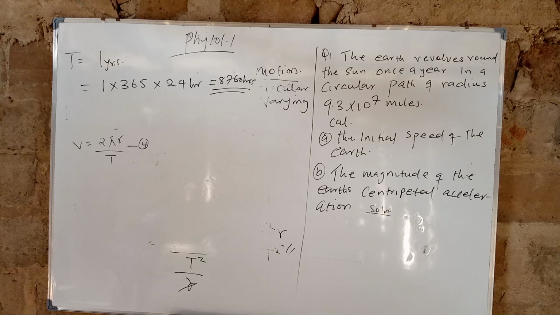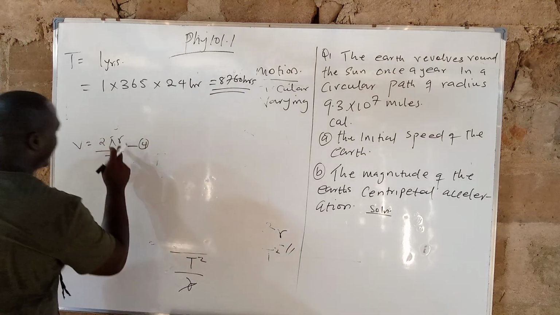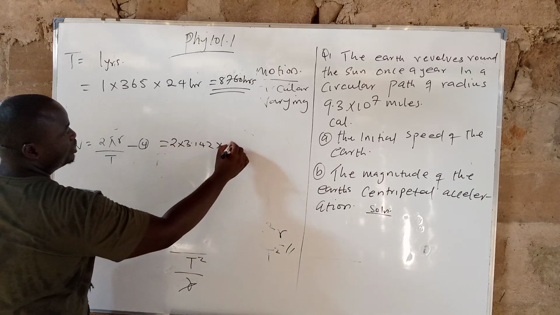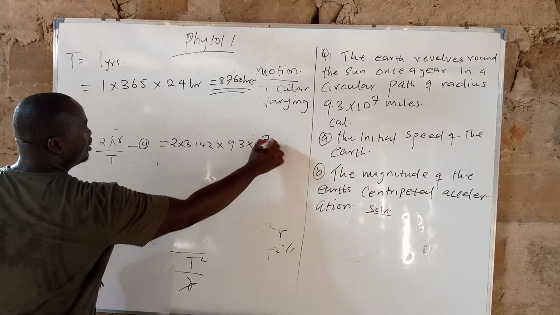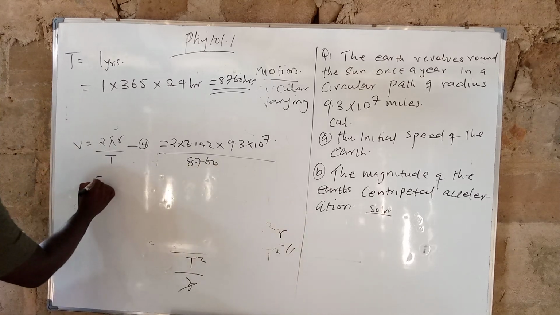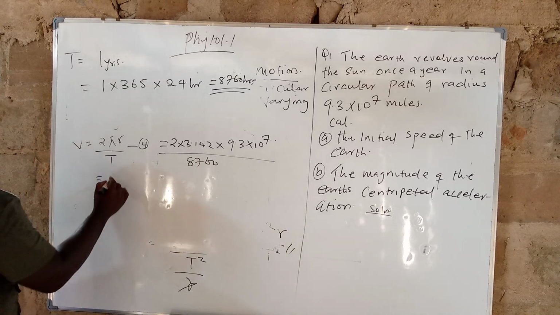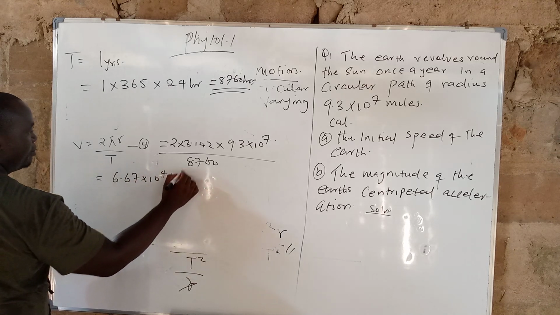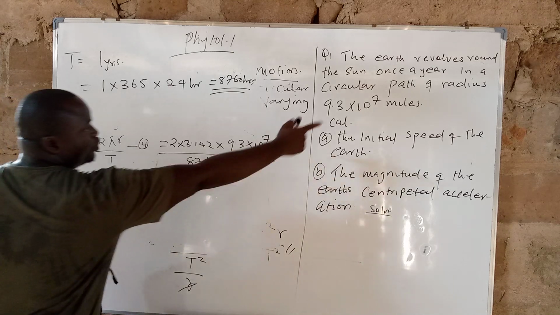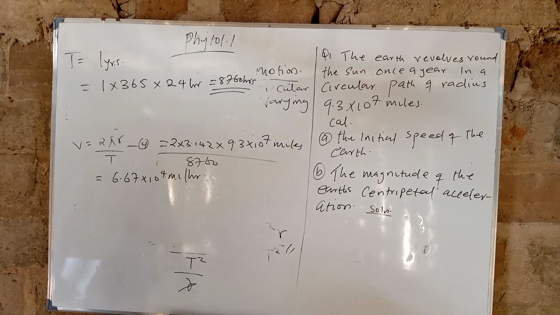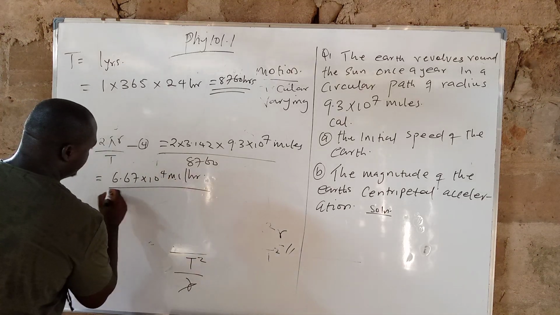Now the next thing is for me to get my r, and the radius is given in miles. So I'll just put this in and my answer will flow naturally. From here we have 2 pi r all over t, so this is 2 times 3.142 times the radius, 9.3 times 10 raised to the power of 7, all over 8760, and that will give you an answer of 6.67 times 10 raised to the power of 4 miles per hour. Remember, the radius is given in miles, so this is miles per hour. So this is my answer in miles per hour.